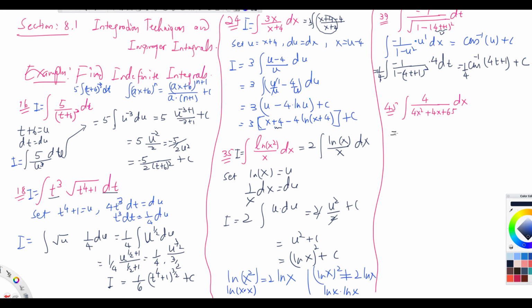So 4 is there already. Let me pull that 4 out, no problem. What I'm going to do is 1 over 4 times (x squared plus x), and then plus 65 outside that parenthesis, and then dx. You see that? Now I want to complete the square inside that parenthesis. How do I do that? There is 4, integral, 1 over 4. So do you know how to complete the square?